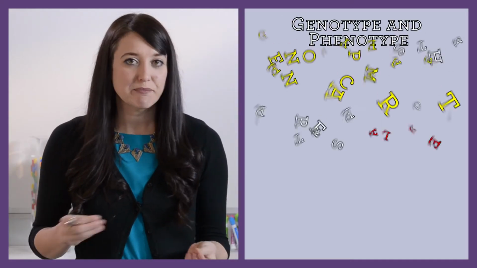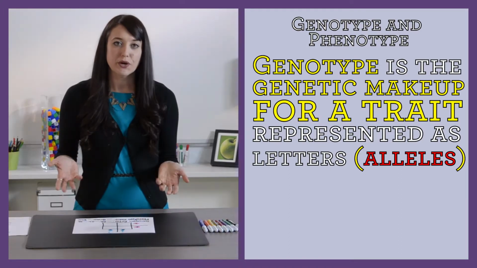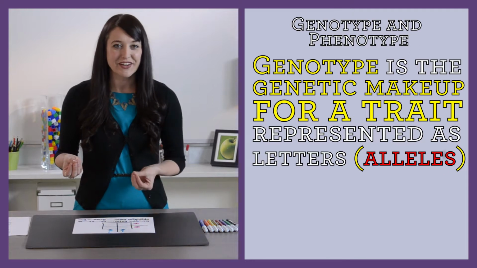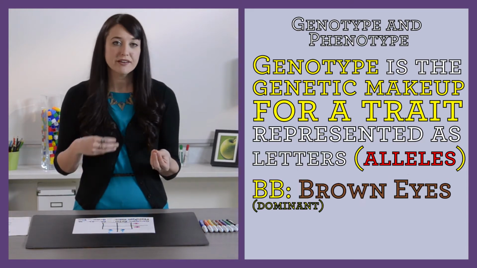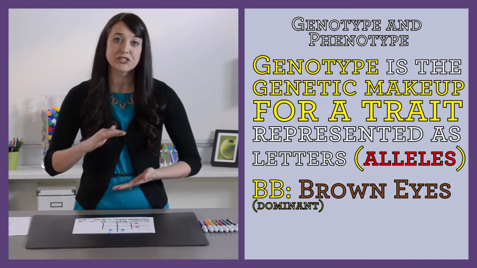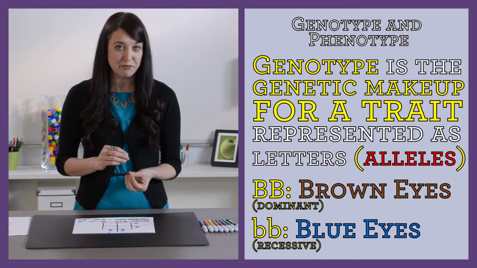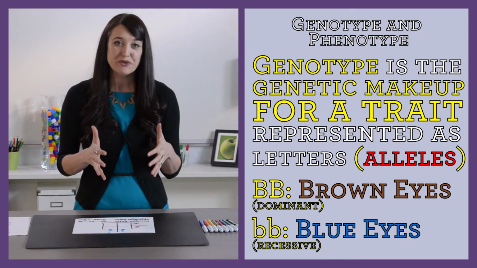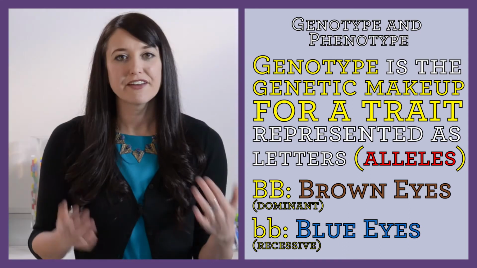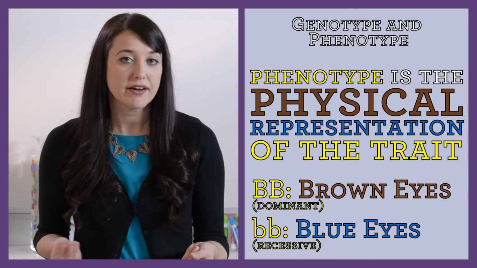The genotype of an organism is the genetic makeup for that trait. It's represented by letters. So, for example, for eye color, capital B would represent brown eyes because brown eyes are the dominant version of that trait. Lowercase b would be the genotype for blue eyes. And phenotype is that physical representation of the trait, the eye color.